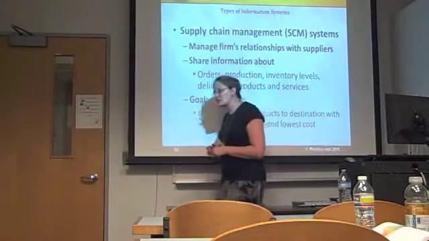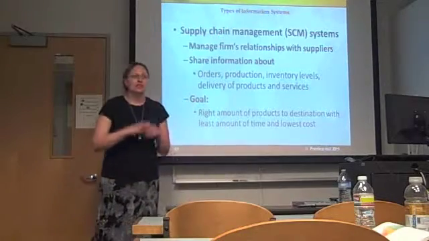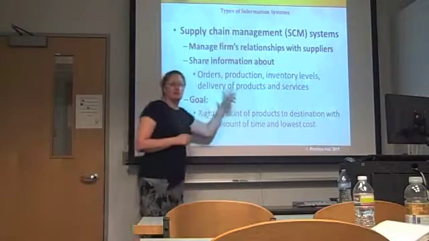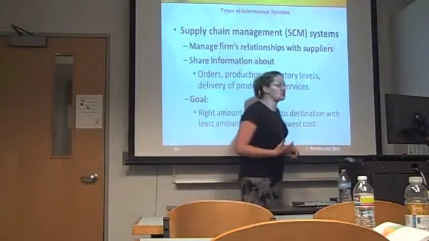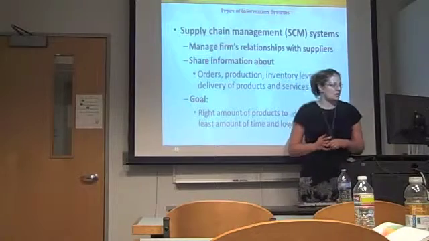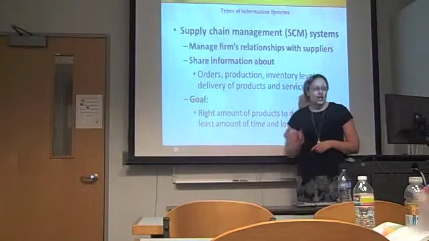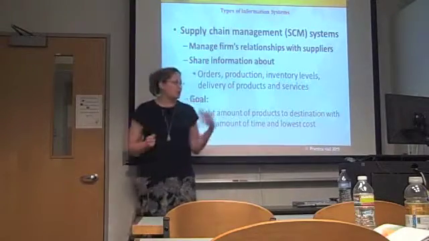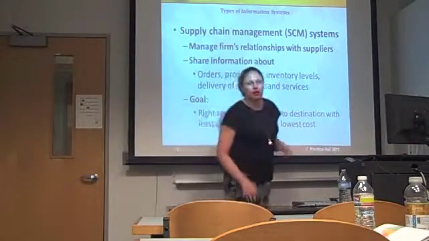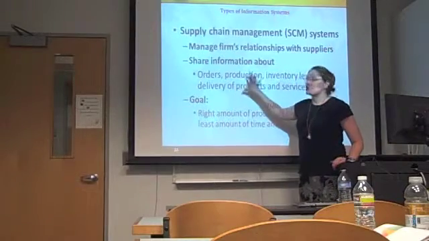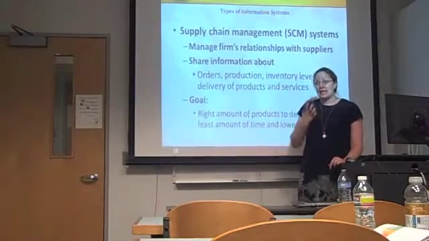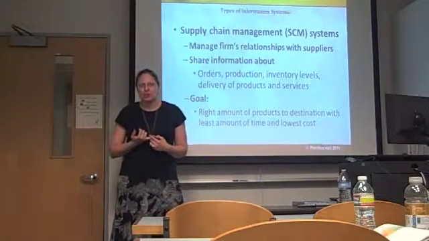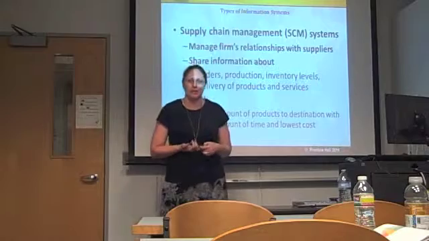Supply chain management systems. These are systems that connect your organization with your suppliers, okay? You're sharing information about things like orders, production, inventory levels, delivery of goods and services. You want to make sure that you have the right amount of products with the least amount of time and cost. Supply chain management systems are a key component in a type of inventory management called just-in-time inventory management.